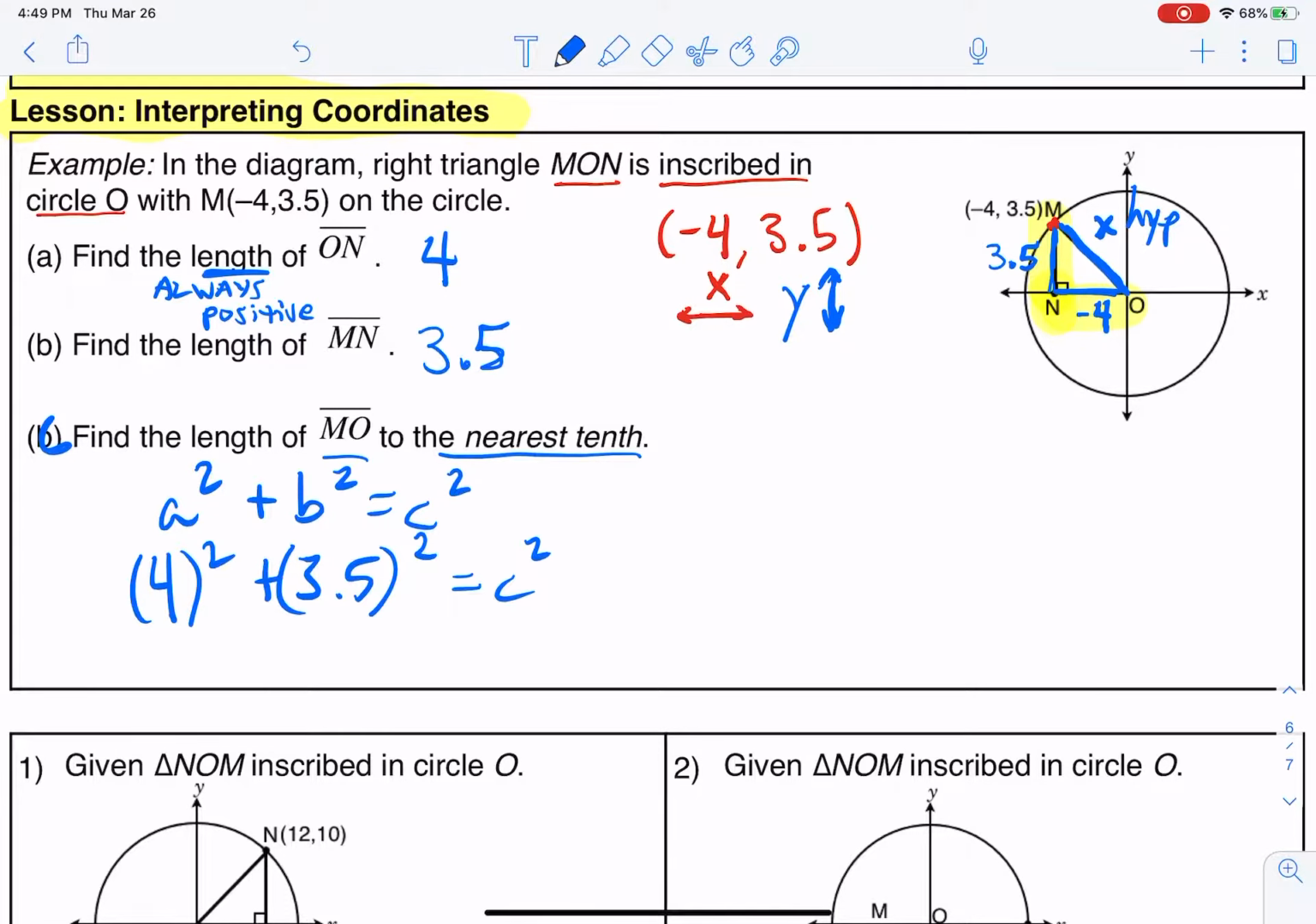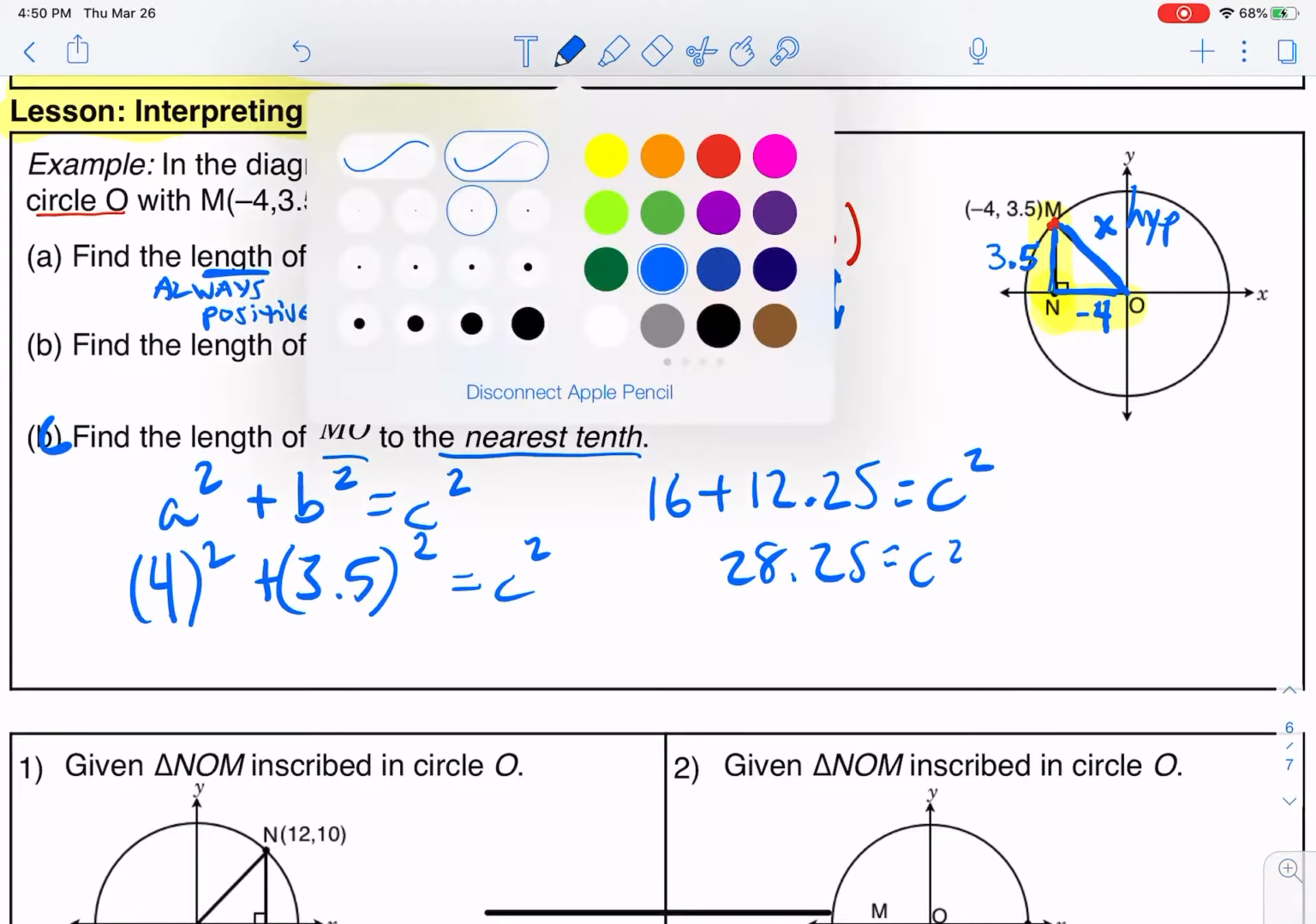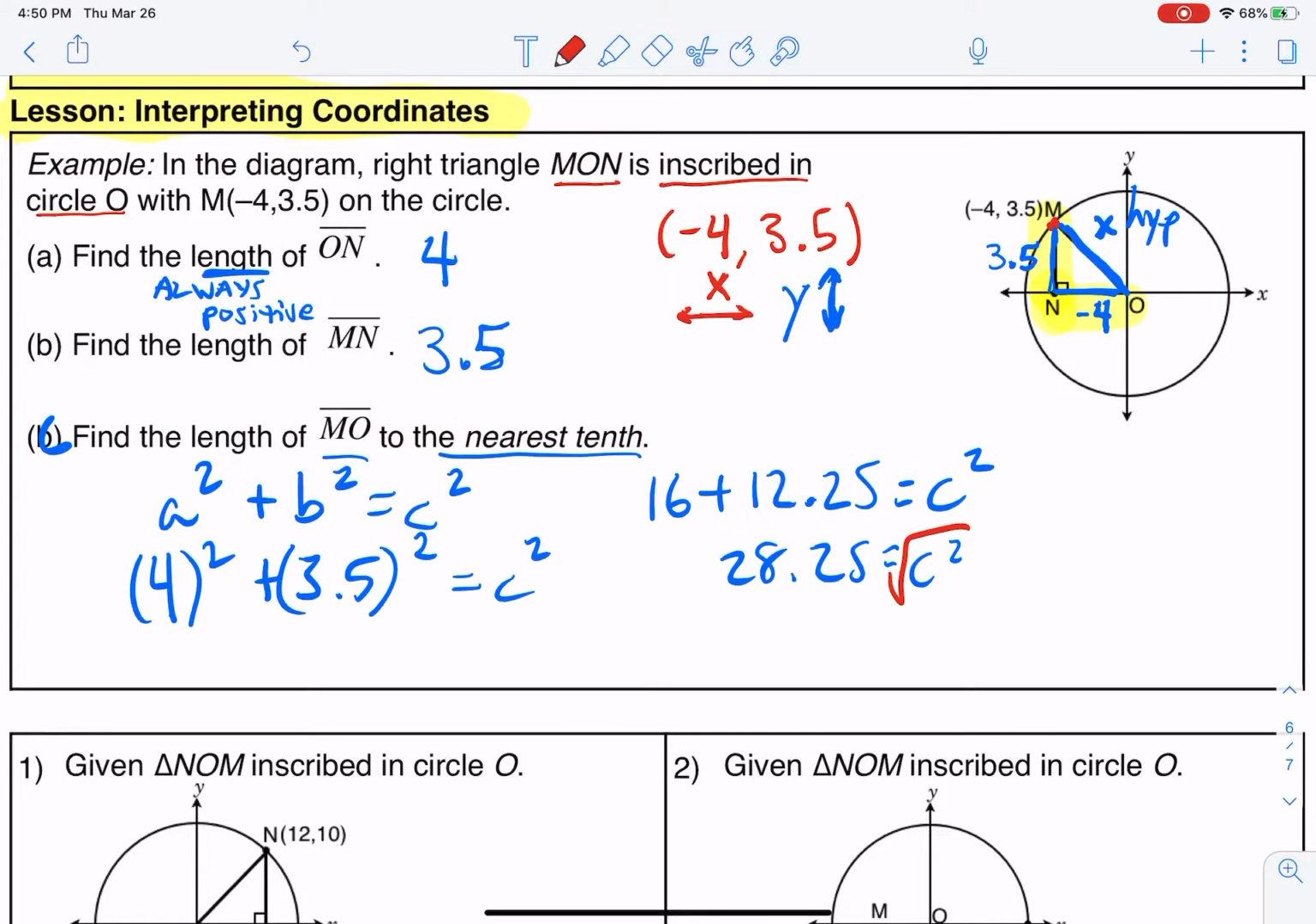Okay, if I turn to my calculator, I would get 16 plus 12.25 equals c squared. Simplifying that, 28.25 equals c squared. Solving for c, I would need to square root both sides. And I'm going to get c equals approximately 5.3. That's because I've rounded.